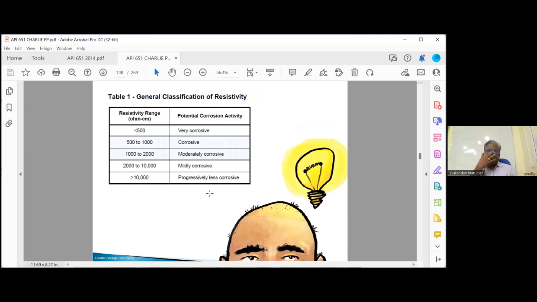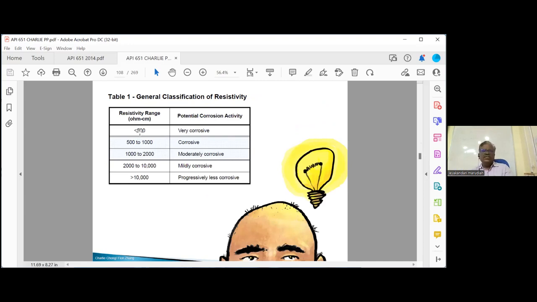So this is how the soil, I told you yesterday, you remember 571 class? Soil porosity is difficult to measure directly. So we are measuring the soil resistivity. The higher the resistivity, the lower the porosity. The unit of resistivity is ohm centimeter.